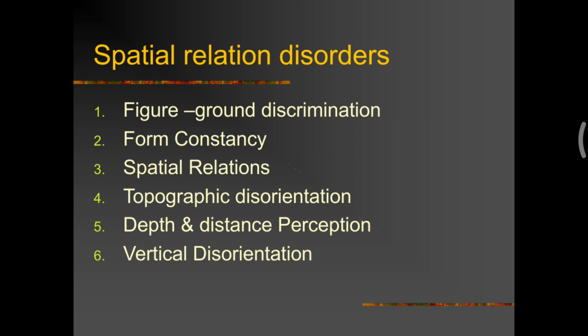Topographic disorientation is a very interesting disorder, of course interesting for a physiotherapist but not for a patient. Topography is the ability to understand the map or geographical location of different things. So, if a patient has topographic disorientation and you leave him in some place, he might find it very, very difficult to return to the original place from where he had left. That's an example of a spatial relation disorder in our day-to-day life.